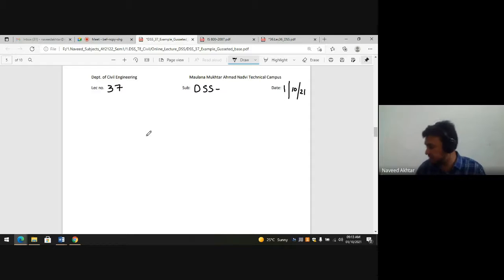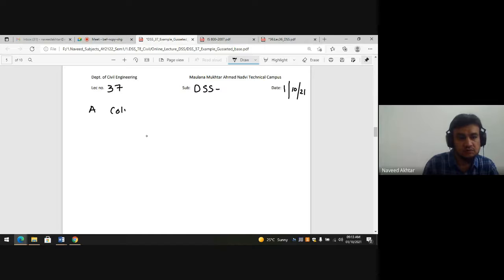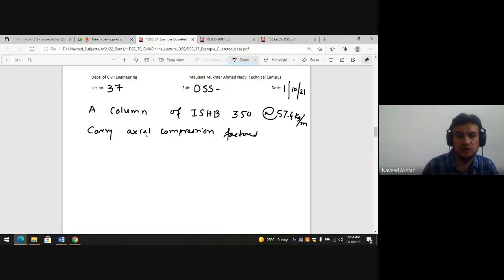Now we'll start the example. Example for design of a column of ISHB 350 at 57.4 kg per meter, carrying axial compression factored load of 1,800 kilonewton.